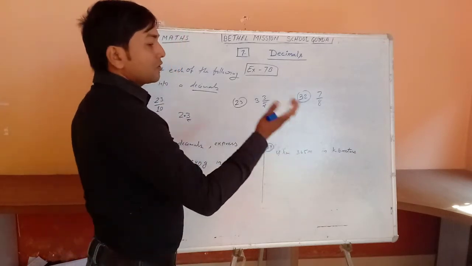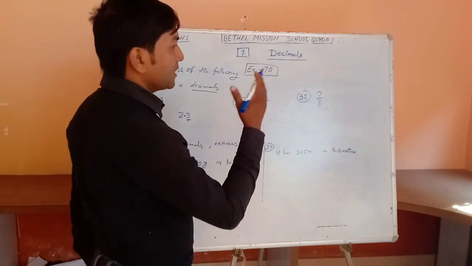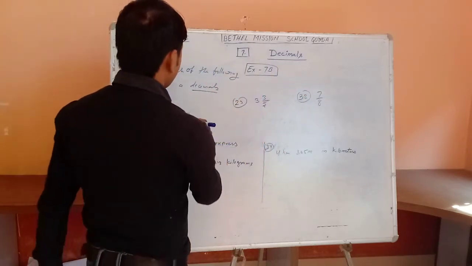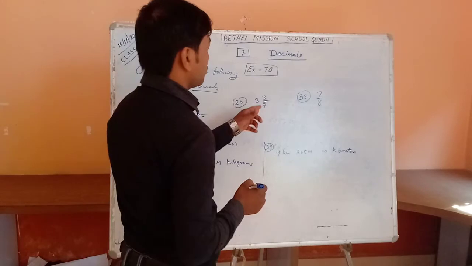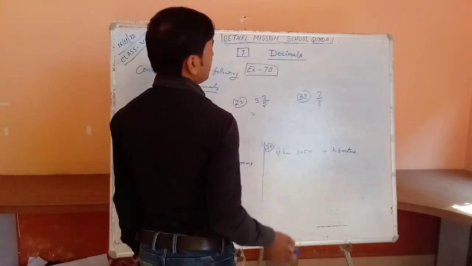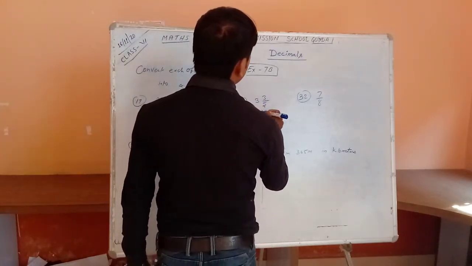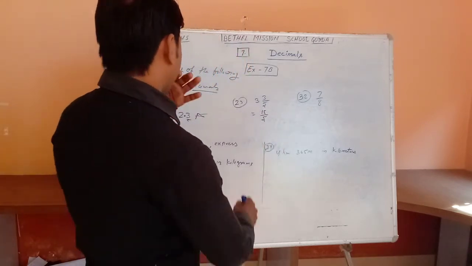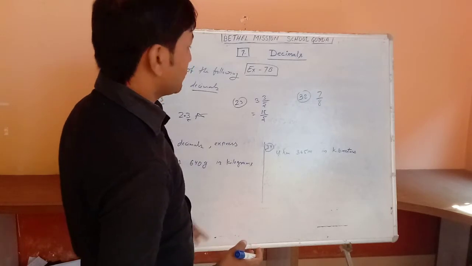Okay, always count from the right to the left, means ones place, tens place, hundreds place, thousands place. Okay, so I hope you got it. Here also, first change into a mixed fraction: 5 3s are 15 and 3, 18 upon 5. Okay, simple. Now I teach you some other method.